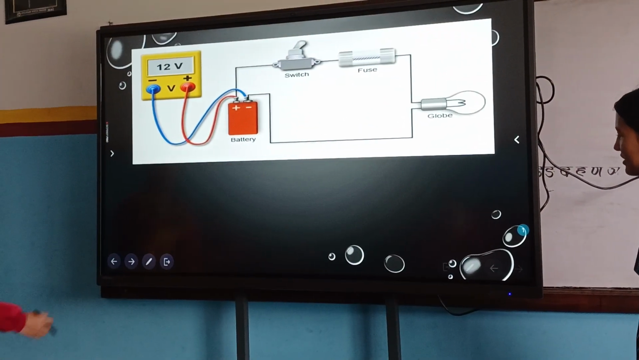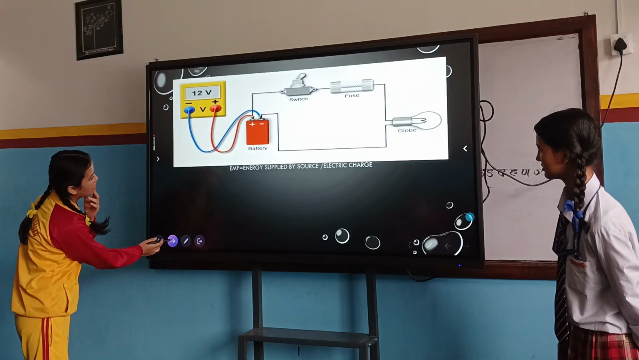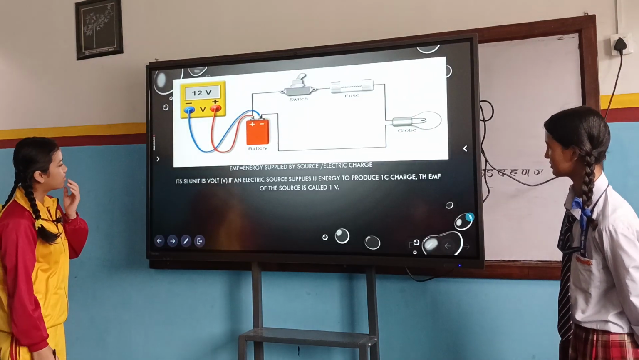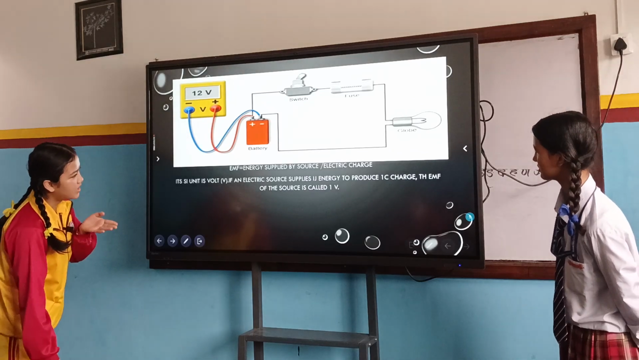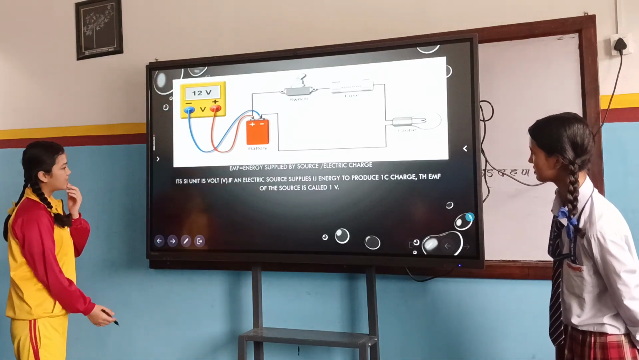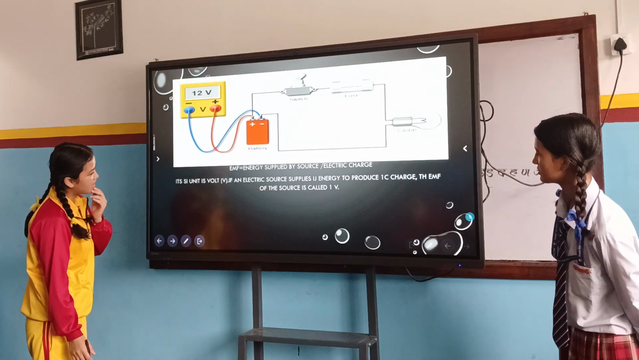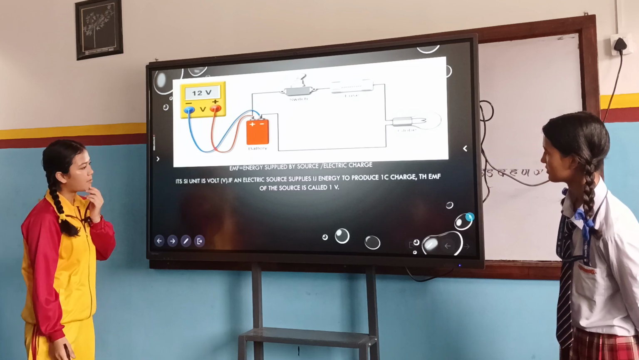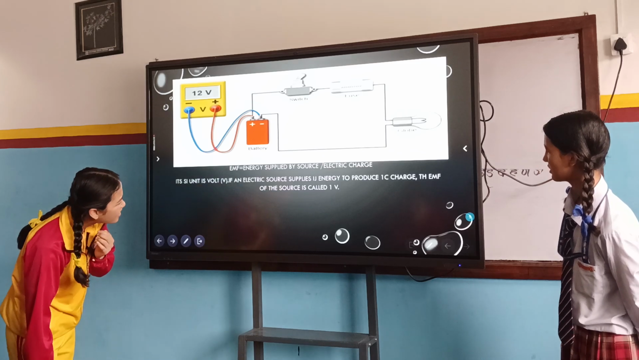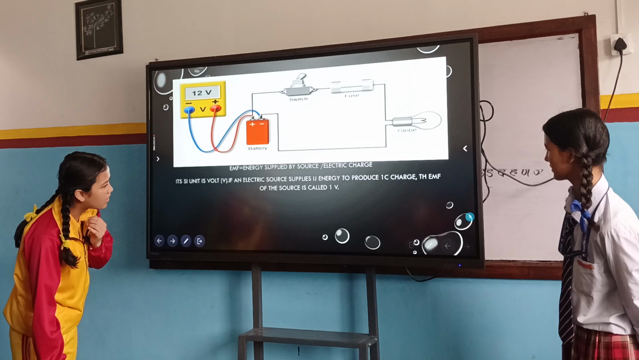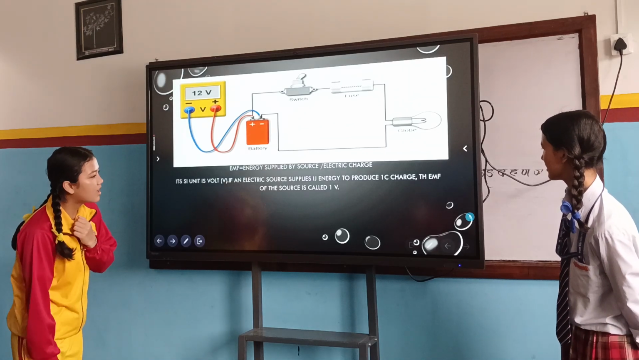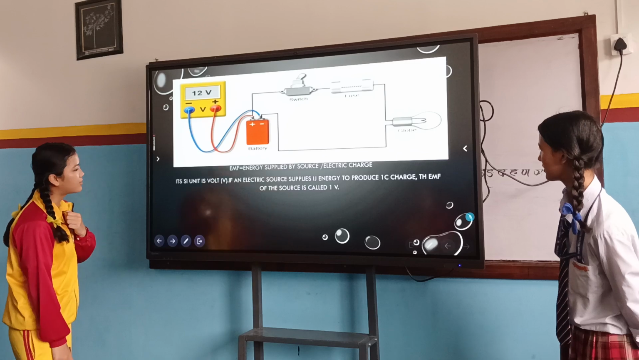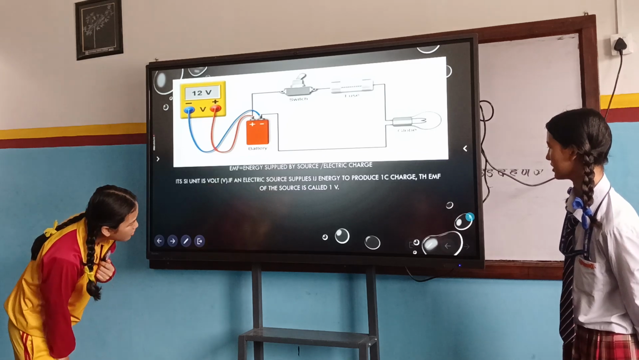This is a figure of another. This is the picture of energy supplied by sources, electric charges, and its SI unit is called volt, V. If an electric source supplies 1 joule energy to produce 1 coulomb of charge, the EMF of the source is called 1 V.